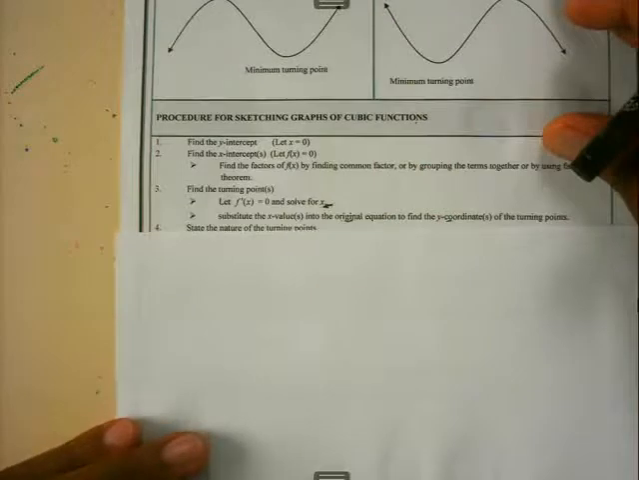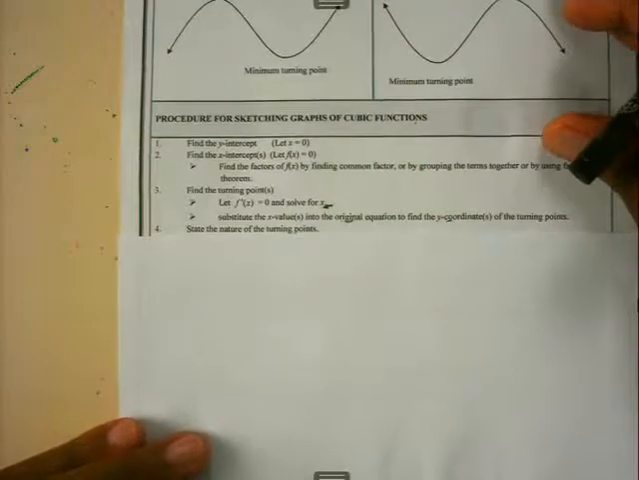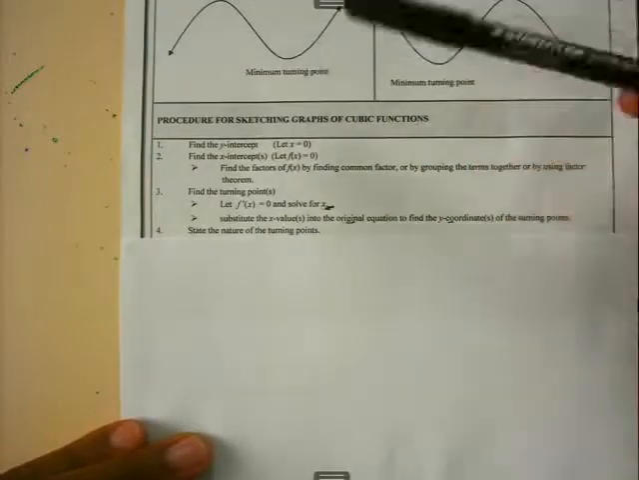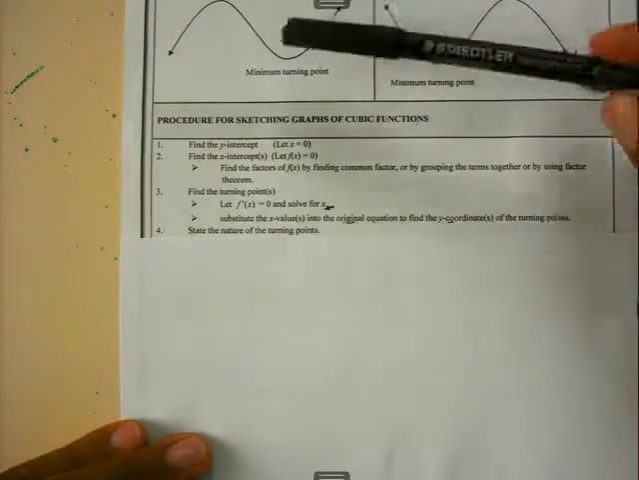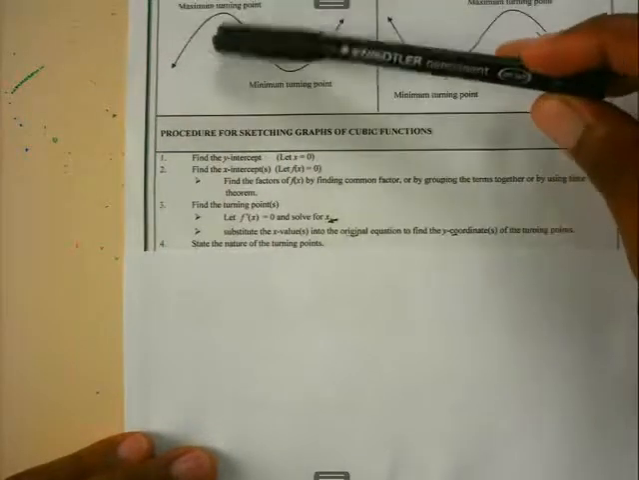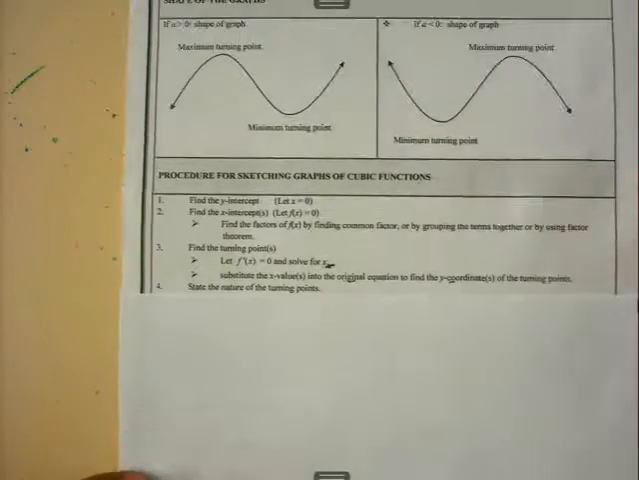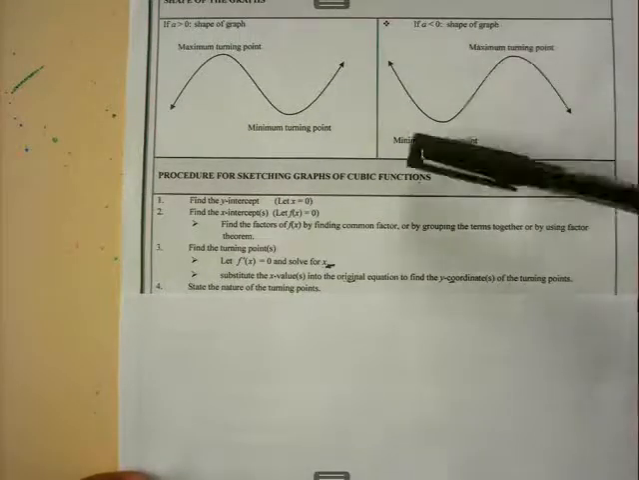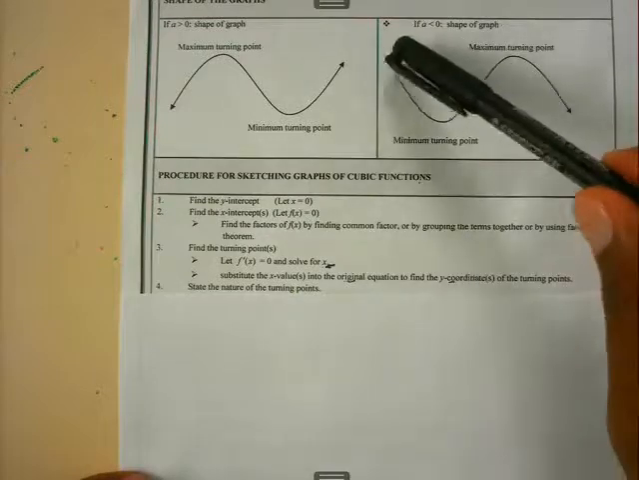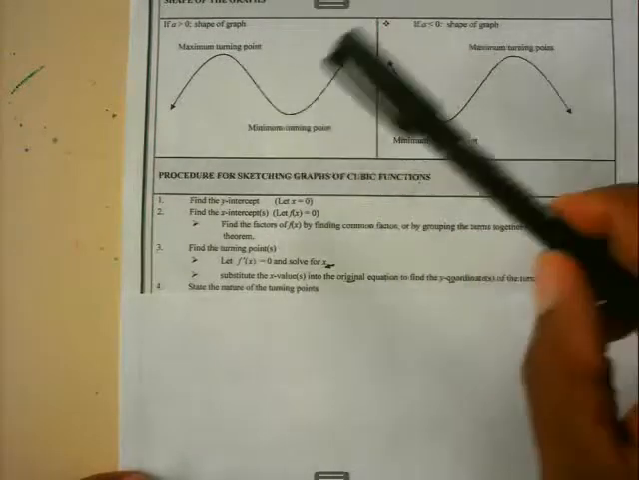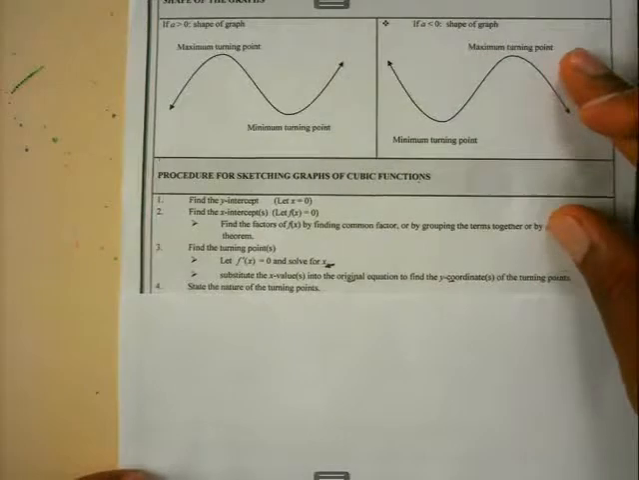Of course, we can state the nature of the turning points. Is it the maximum turning point? Is it the minimum turning point? Remember, if a is positive, you will see which one represents the maximum and which one represents the minimum. The same applies if a is less than 0, because the function will start decreasing and then increase, or on this side the function will increase and then decrease.